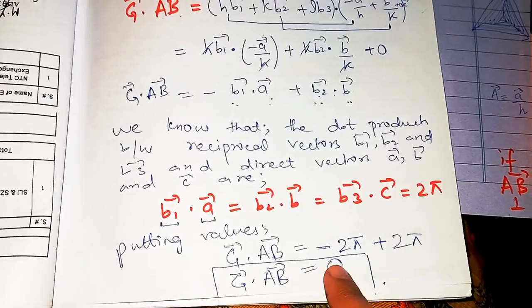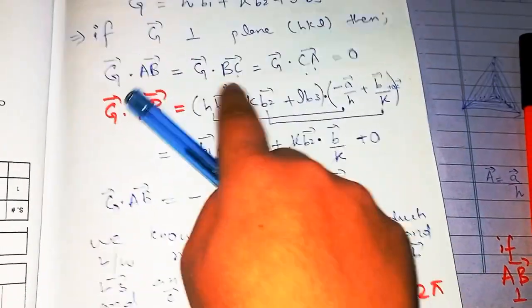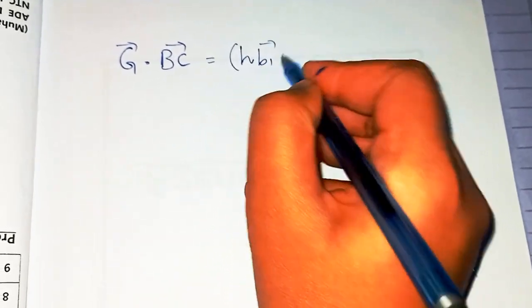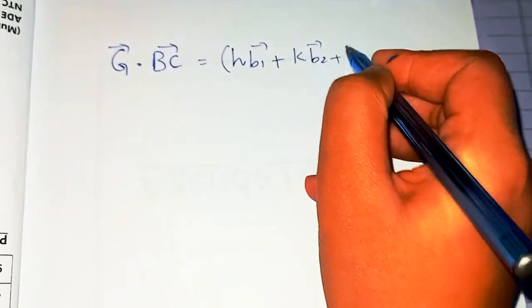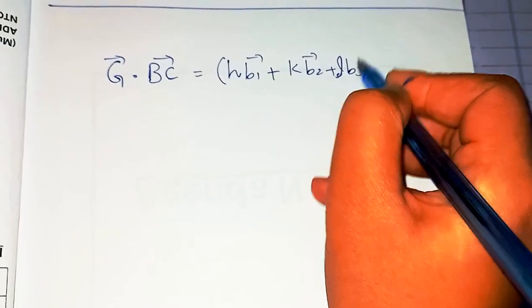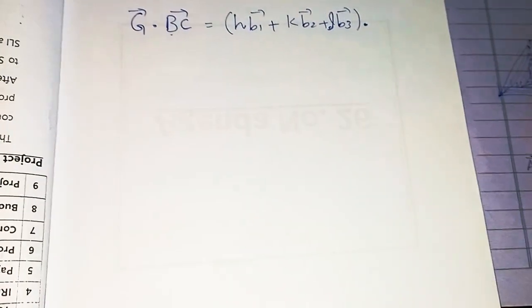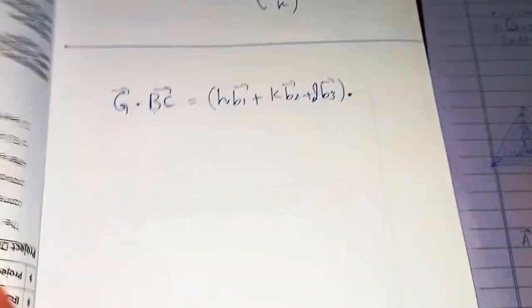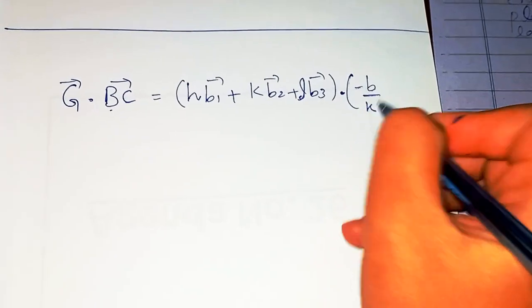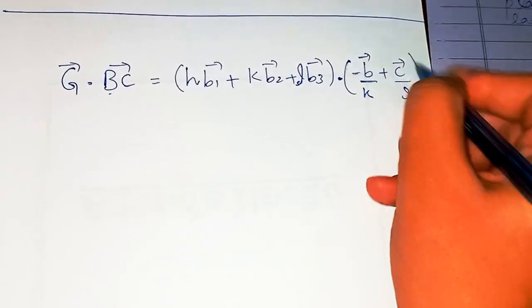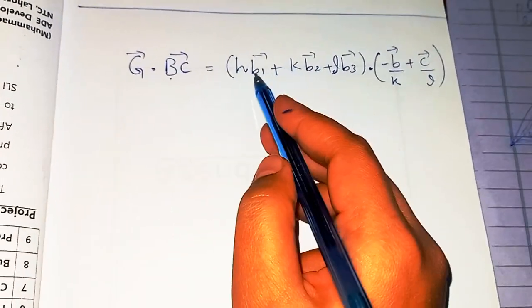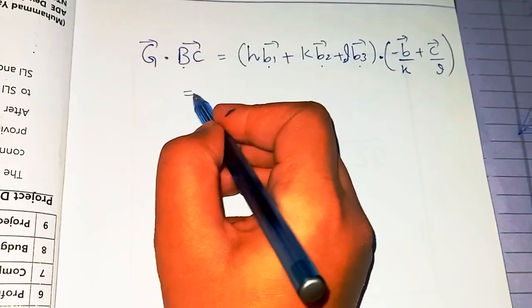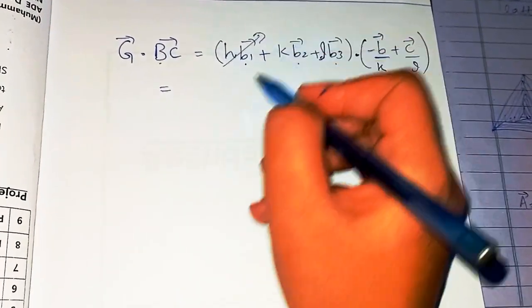As we can see that we got 0 for the first product, and let's do it for the other two and see what happens. Here we have g dot bc. We know that the g vector is h b1 vector plus k b2 vector plus l b3 vector, in a dot product with the bc vector, and we know that the bc vector is actually minus b by k plus c by l. Let's find out the dot product, and as I told you earlier, b1 will multiply with the a vector, b2 with b, b3 with c. So order matters. Since we don't have any a in here, this goes to 0.